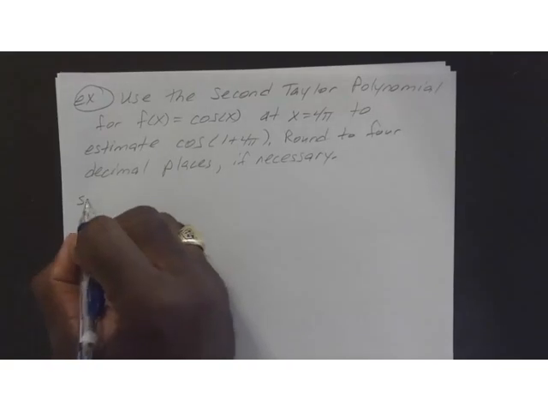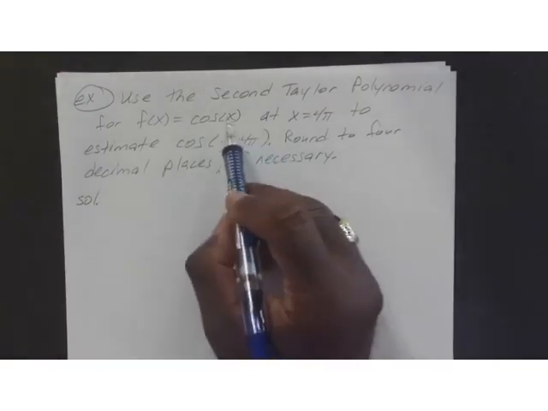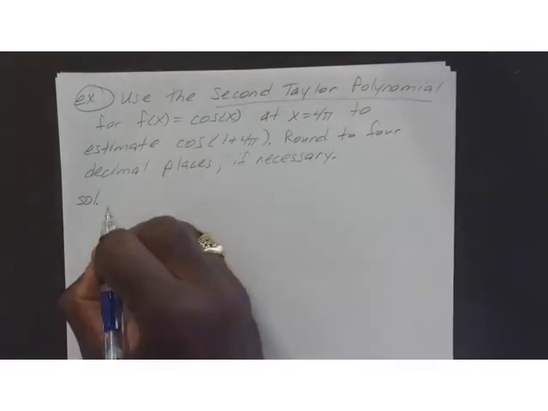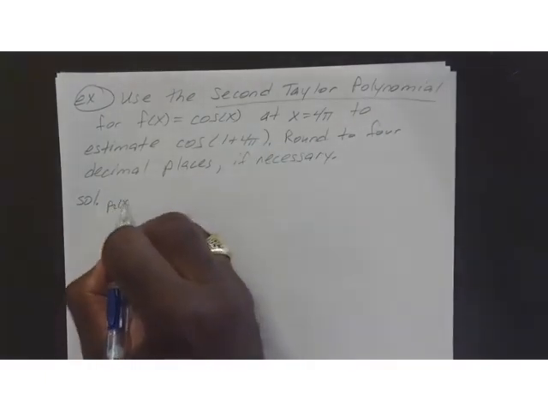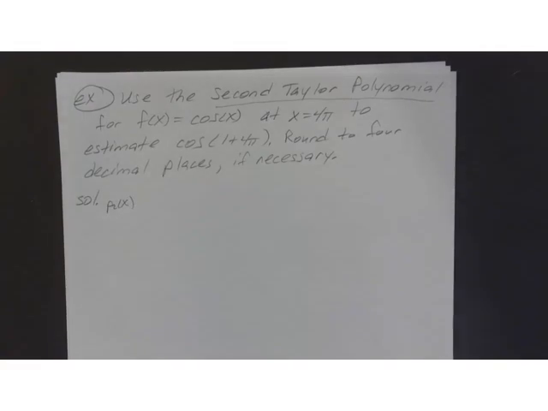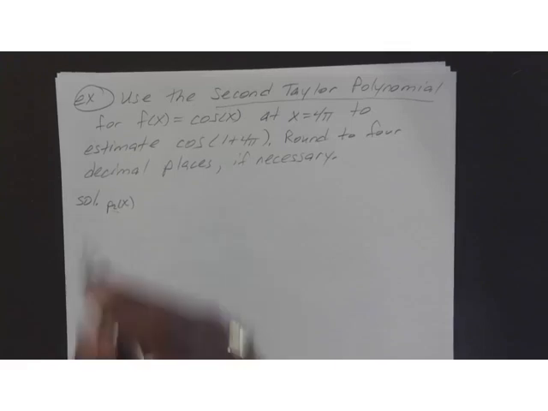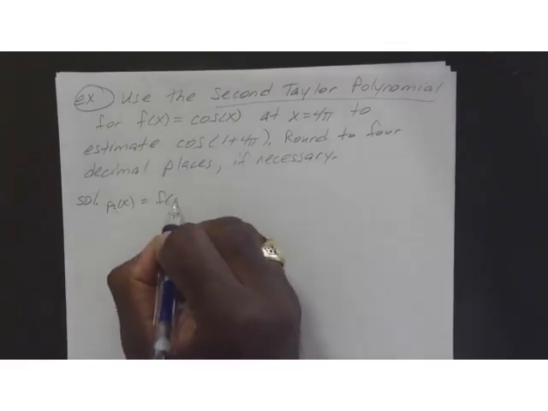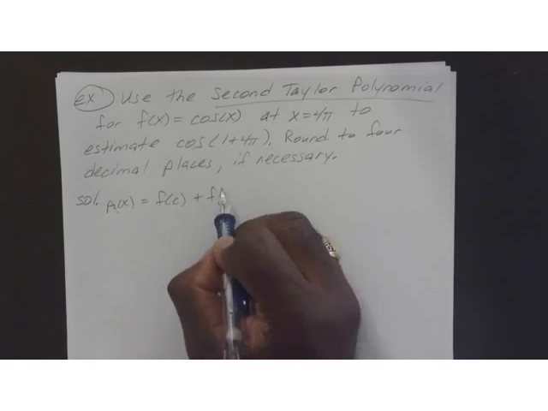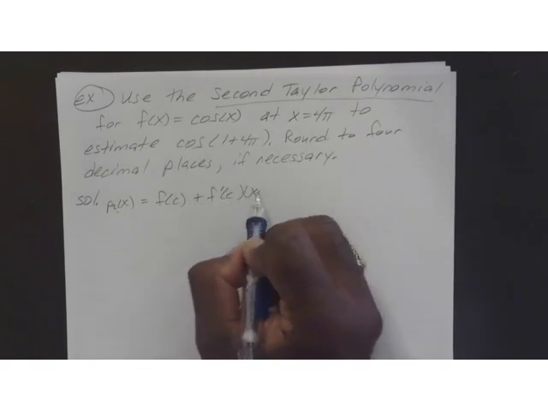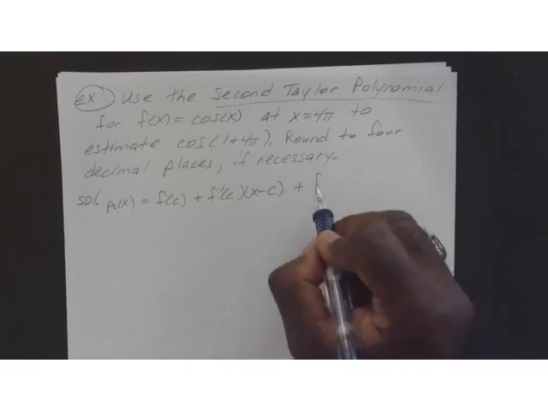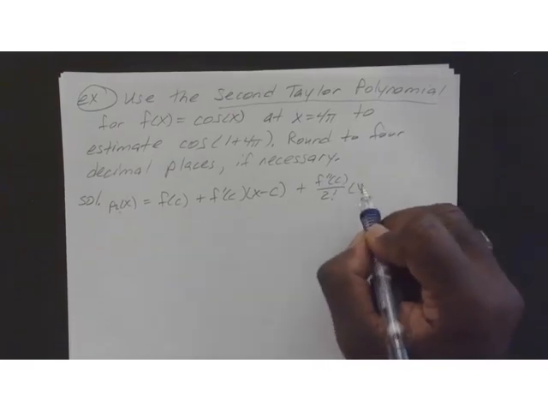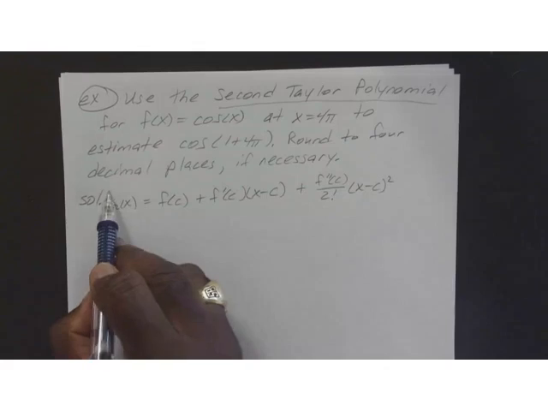Okay, so we know that if we're looking for the second Taylor polynomial, that's just another way of saying P sub 2 of x. So we know that we are going to go to the second derivative term. So we know that's f of c plus f prime of c times x minus c plus the second derivative at c divided by 2 factorial times x minus c squared.